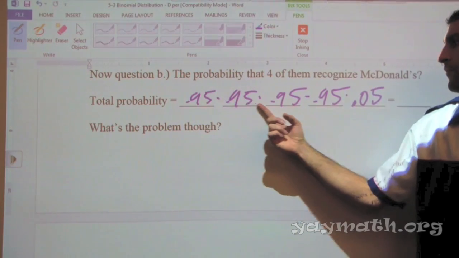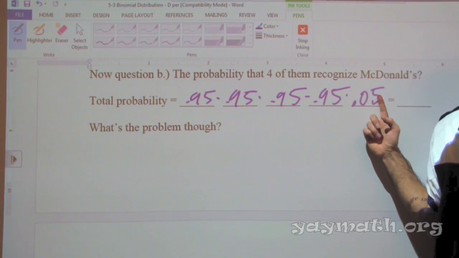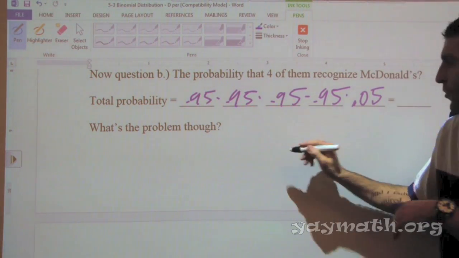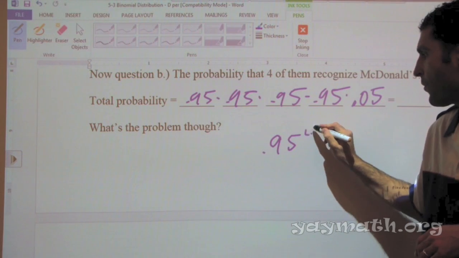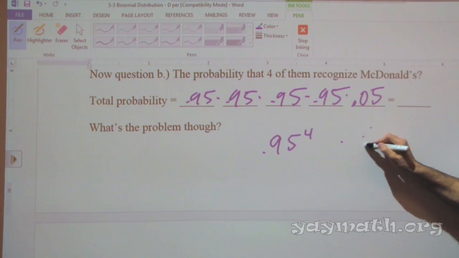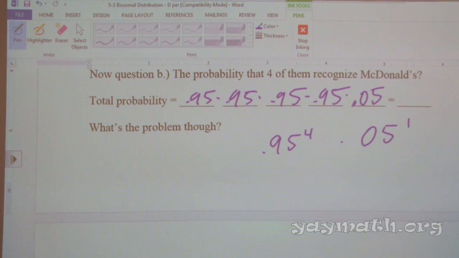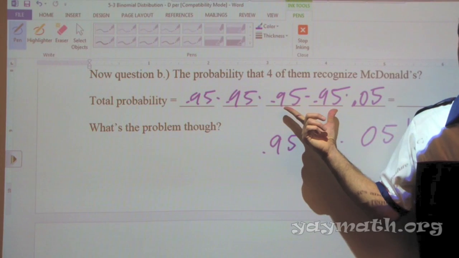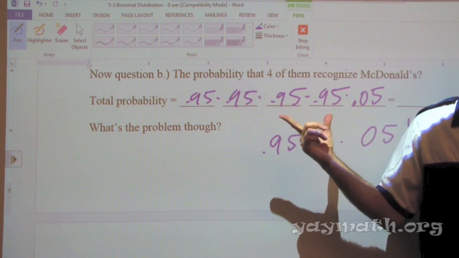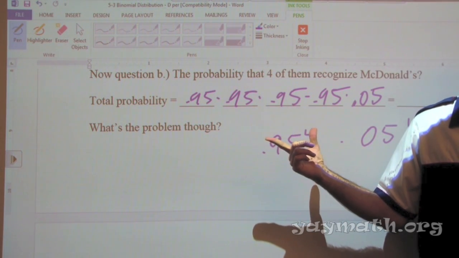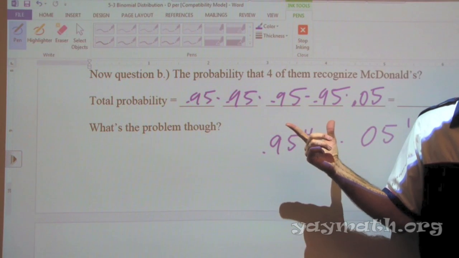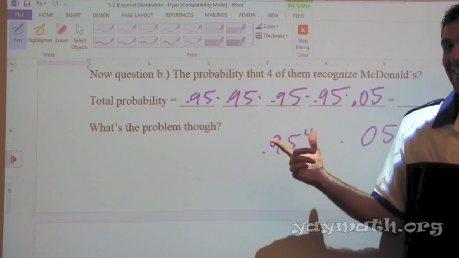This is 4 successes, 1 failure. We do that. This is 0.95 to the 4, and this is 0.05 to the 1. But how many of these scenarios exist? 5. I can't describe how relieved I am that you said that.